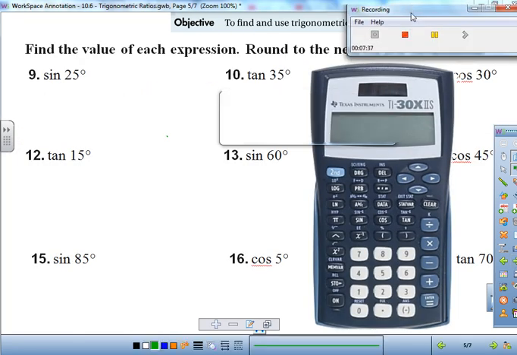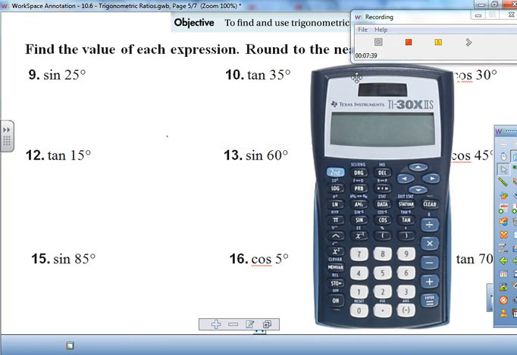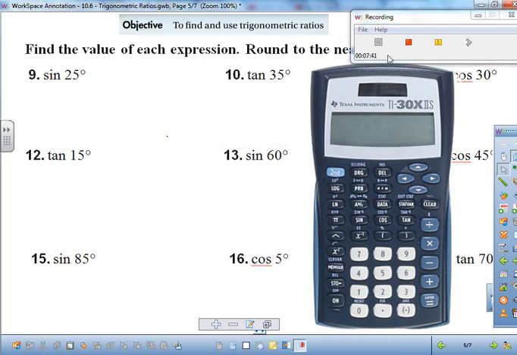Alright, so we're going to do a little bit of calculator work here. So take a second, grab a calculator. I do not have very many left, so please, I'm begging you, put them back when you're done. You might need to share with a partner today.